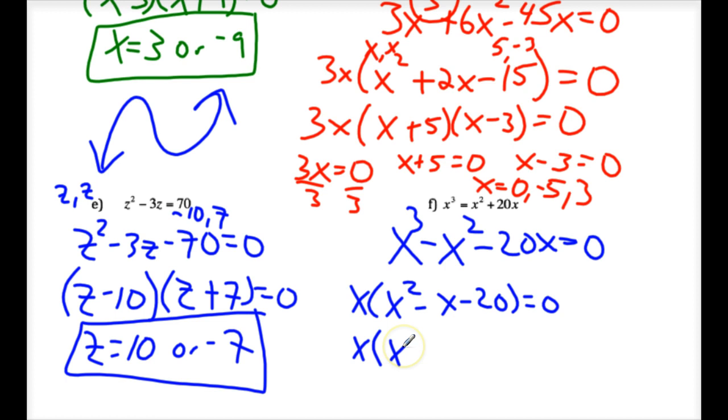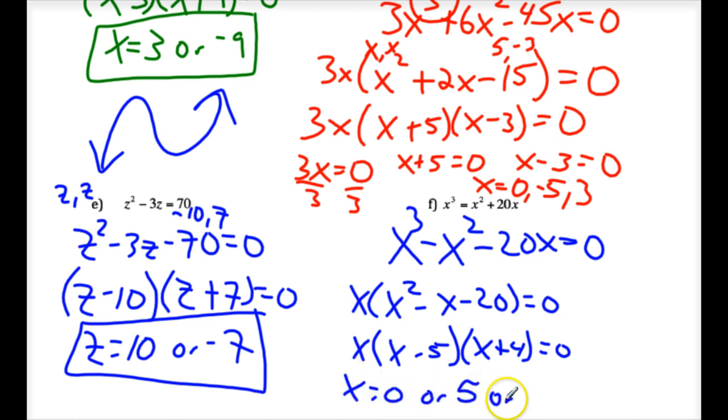What are factors of negative 20 that make negative 1? Negative 5 and 4. So it's going to be x minus 5 times x plus 4 equals 0, which means x equals 0 or 5 or negative 4. And if you graphed it, I'm sure it would cross the x-axis at those values.